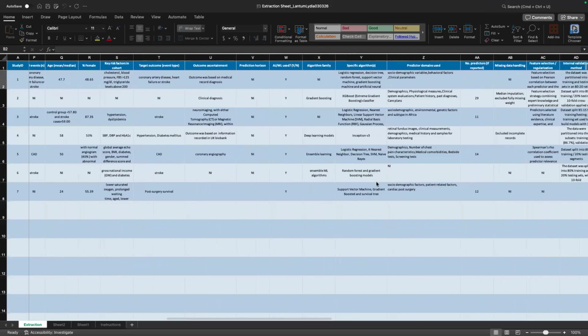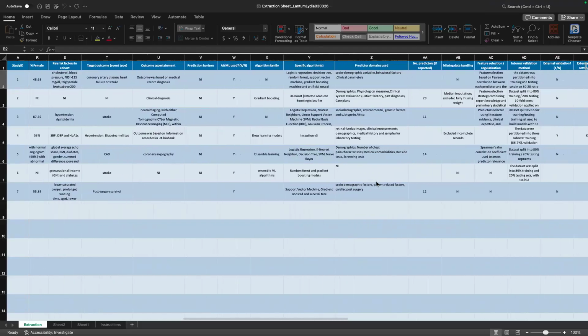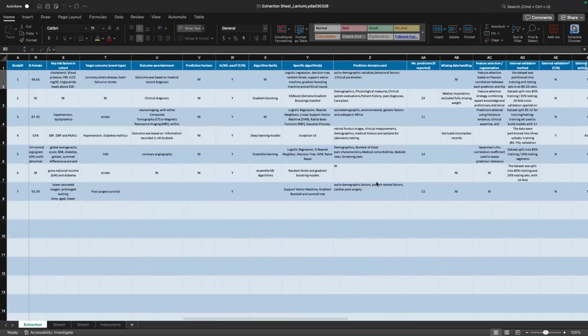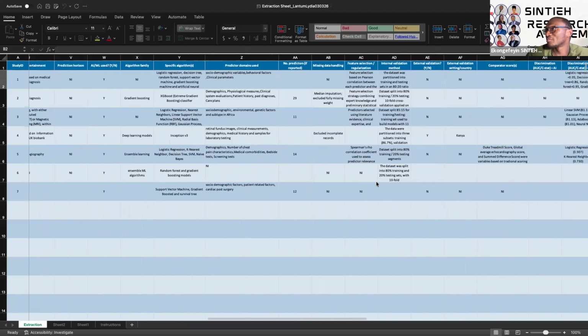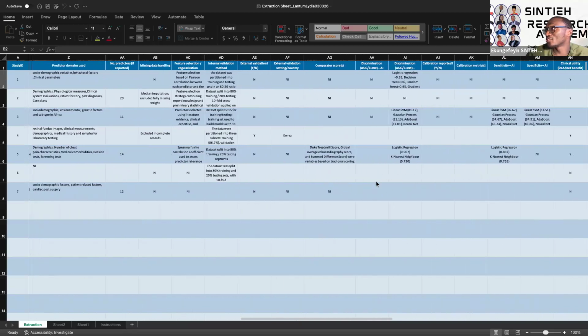And then, yes, the prediction domains was okay. The number of predictors, some of them did not report it, and I could not find it, so I was not sure if it was a problem on my end or the article itself. What did you do when you could not find it? Did you ask somebody else? Did you ask it in the group? No, you stayed in your corner.